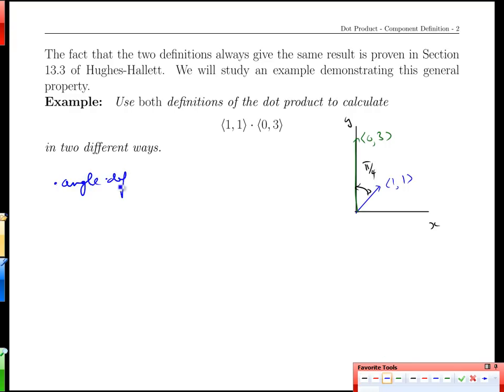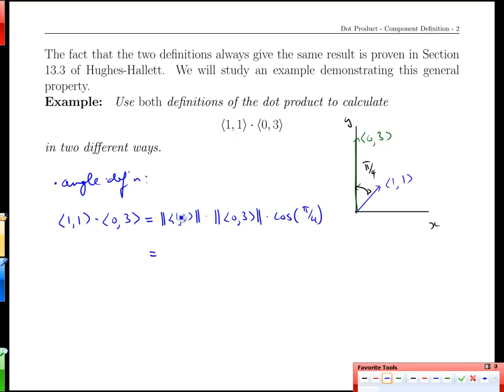So let's calculate the dot product in two different ways. We're going to use the angle definition first. So let's say 1, 1 dotted with 0, 3 is going to equal the length of the 1, 1 vector times the length of the 0, 3 vector times the cos of the angle between those two vectors, which was pi over 4.